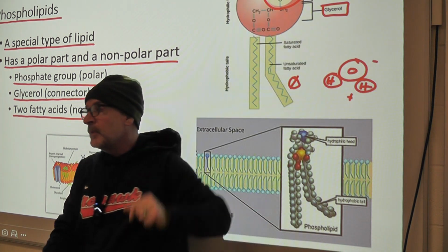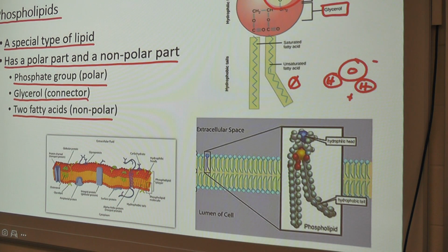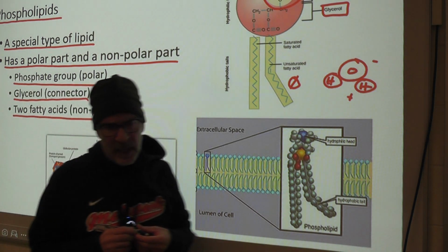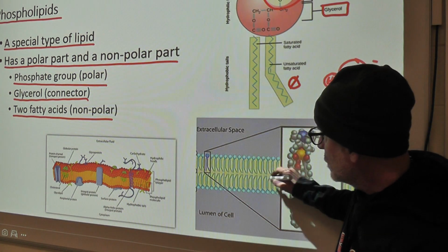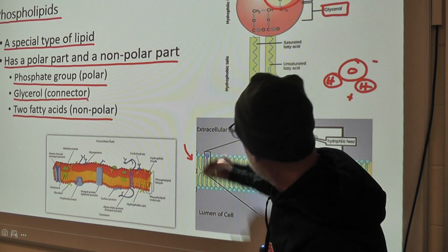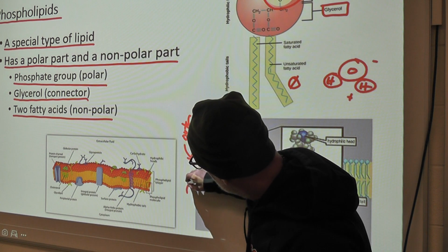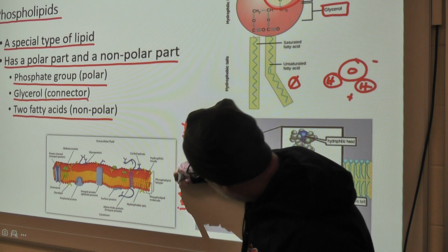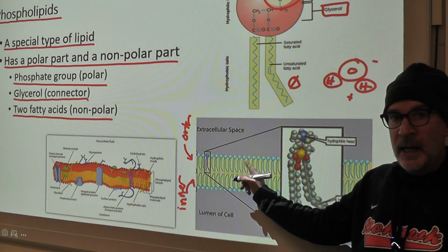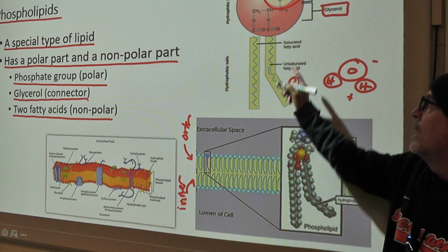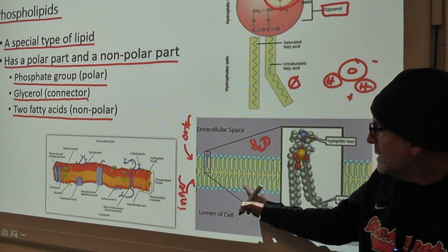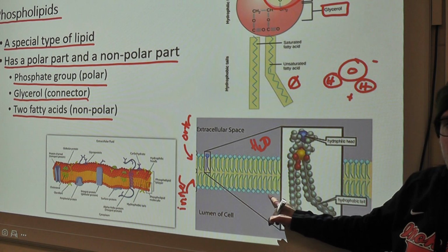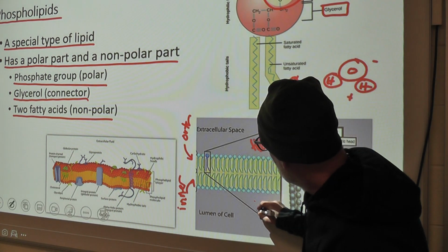The polar part of a phospholipid sticks to water. So if you think about our cells and the way that they are designed, they've got two layers. They've got a phospholipid bilayer, so we've got, say, an outer layer and an inner layer. And on the outside, the polar part of these cells likes to stick to water. So we're going to have lots of water out here. On the inside, the polar part of the phospholipids will like to stick to water.